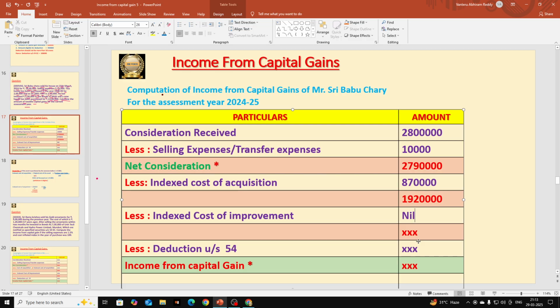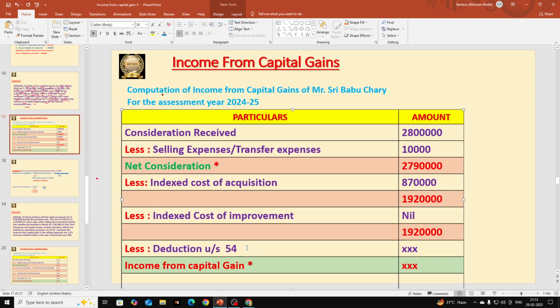You can follow the format like this. Okay, so if you don't want to write it, you can remove that completely. Indexed cost of improvement, you are not required to write in that place. If you write it also, no problem. Okay, and you deduct nil and you will get 19,20,000 again. And then we are going to give deductions, students.